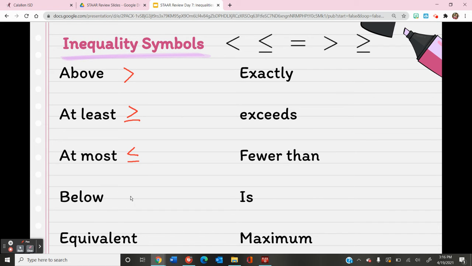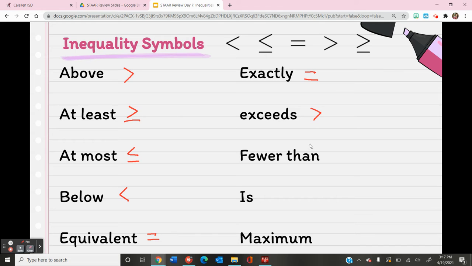Then we have the term below. So if the temperature is below 97 degrees, that means that it is cooler than 97. So that means it is less than 97. If something is equivalent, that means it is equal. If I have exactly $5, that means that is equal to $5. If my amount exceeds $5, that means my total is greater than $5.